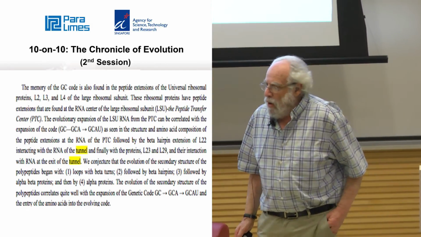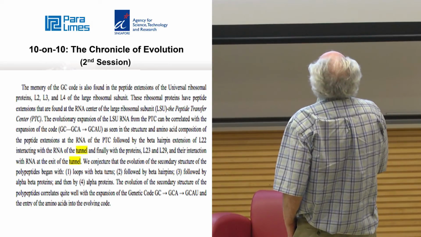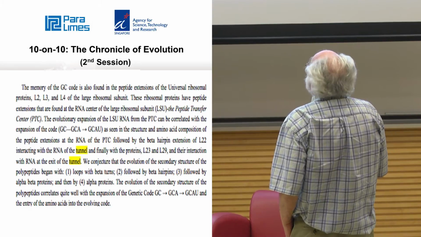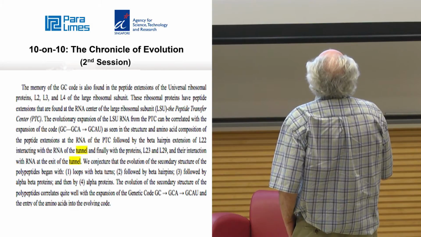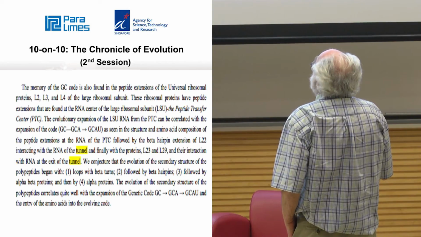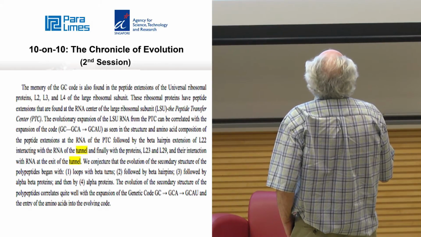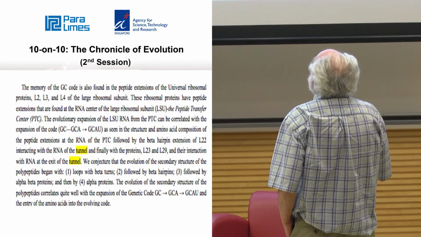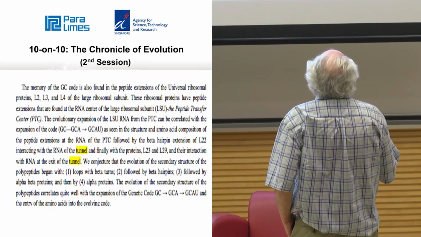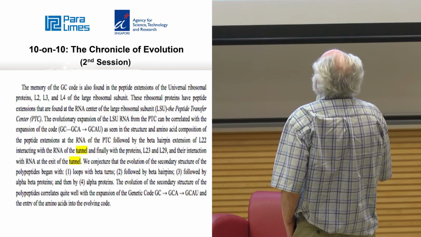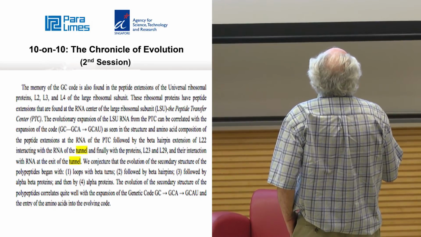So our hypothesis is that the memory of the GC code is found in the peptide extensions of the universal ribosomal proteins L2, L3, and L4 of the large ribosomal subunit. These ribosomal proteins have peptide extensions found at the RNA center of the large ribosomal subunit, the peptidyl transfer site. The evolutionary expansion of the LSU from the PTC can be correlated with the expansion of the code, GC, GCA, GCAU, as seen in the structure and amino acid composition.